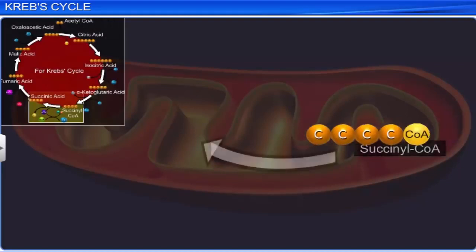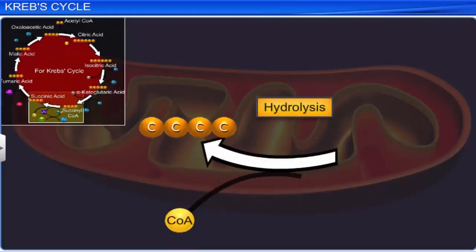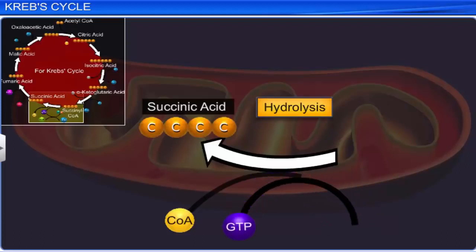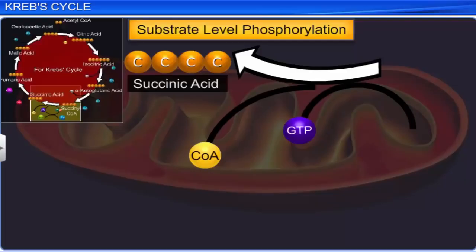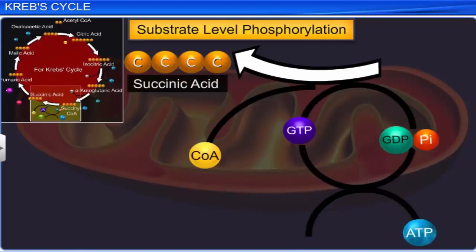The succinyl coenzyme A formed is hydrolyzed to succinic acid with the release of coenzyme A. This reaction also results in the production of guanosine triphosphate or GTP, a high-energy molecule, from GDP, by substrate-level phosphorylation. The GTP thus formed is again converted back into GDP, coupled with the synthesis of ATP from ADP.